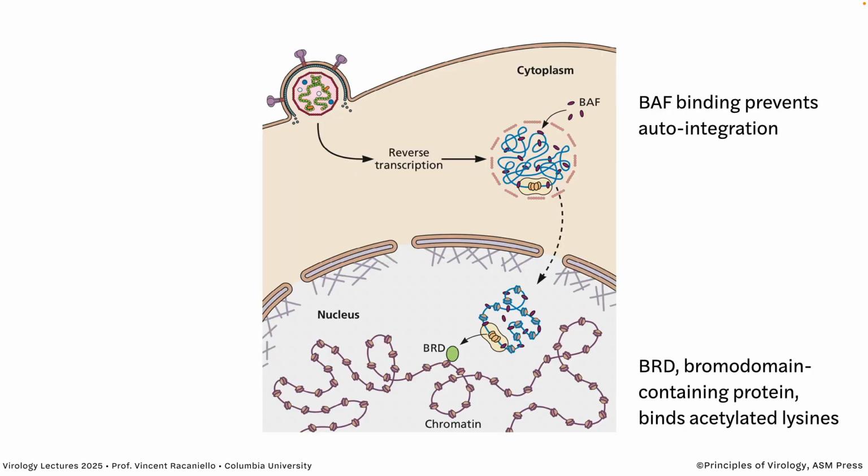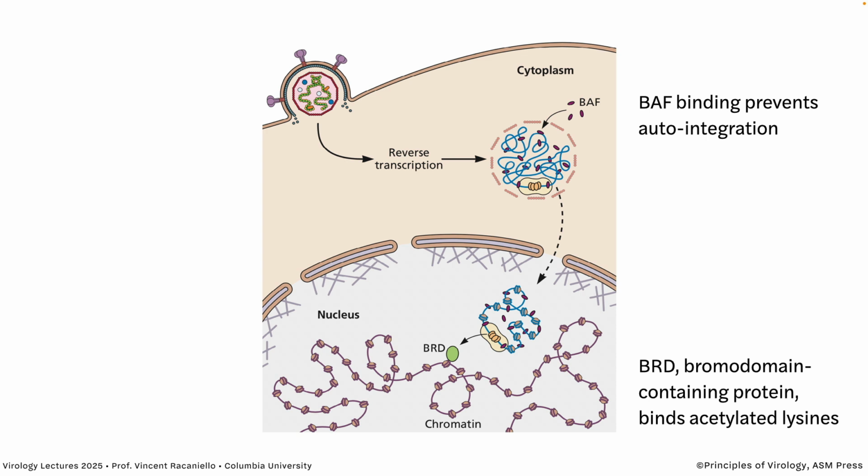A few words on integration. The reverse transcription occurs in the cytoplasm, then imported into the nucleus, where the integrase protein, which is this beige protein here, the big one, is going to mediate integration of the viral DNA, which is this circle, into chromatin of the cell. And there is a protein in the cell called BAF, which prevents the viral DNA from integrating into itself, because it would do that if it weren't coated with BAF.